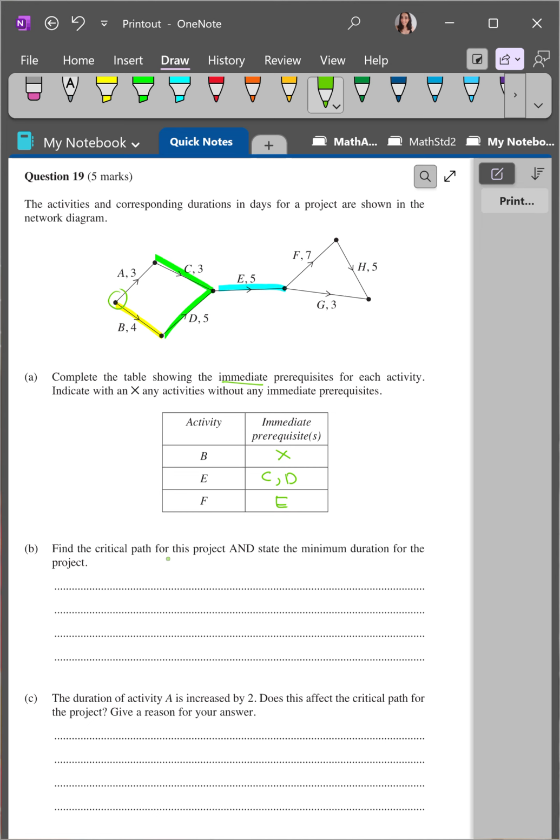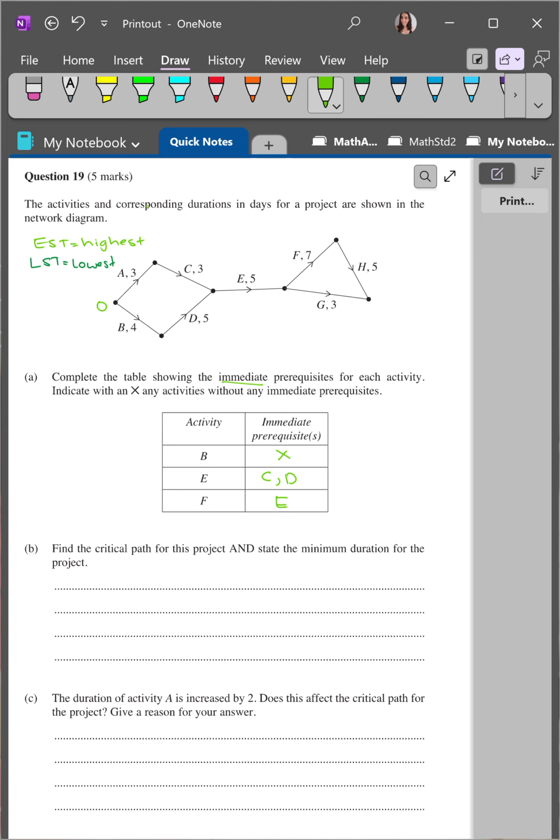So part B, find the critical path for this project and state the minimum duration for the project. So let's get rid of all this. To find the critical path, we can do our EST. So for the EST, we are looking for the highest values, because for the LST, we are looking for the lowest. L for lowest. So as we go along this network and we're looking for which option to choose, when we come to a node that has multiple edges going through it, we're going to choose the highest option.